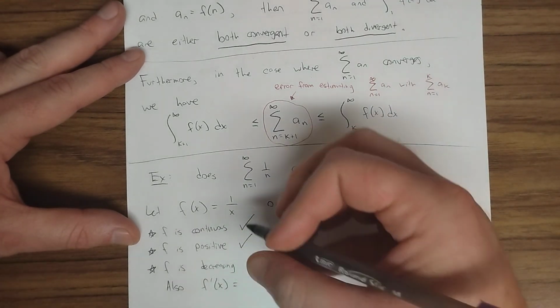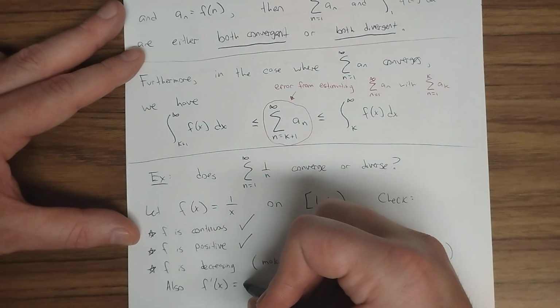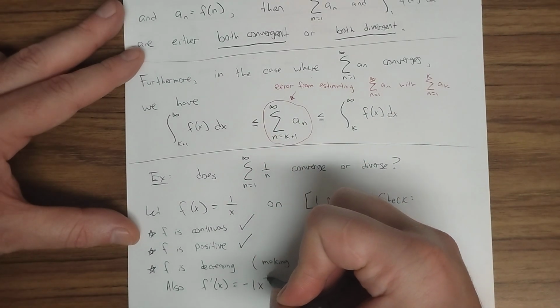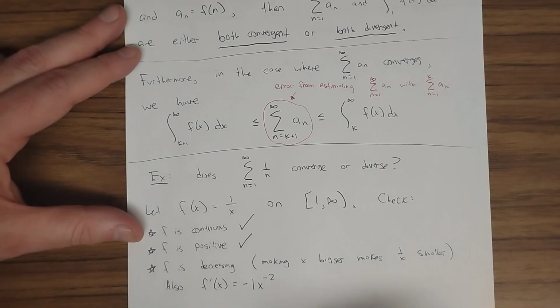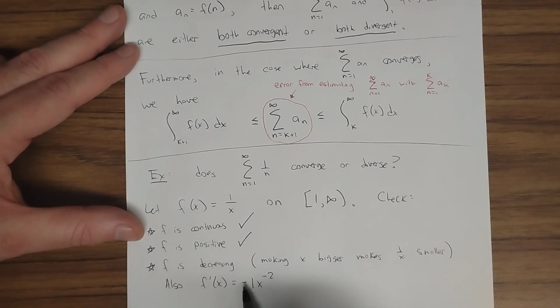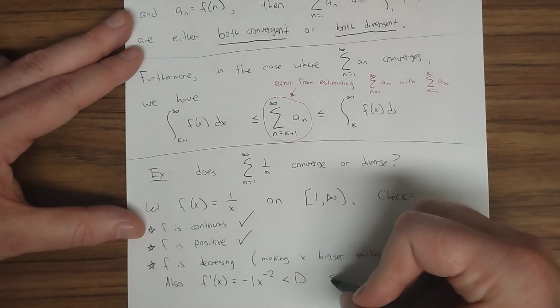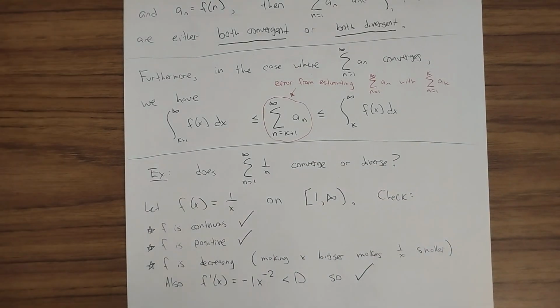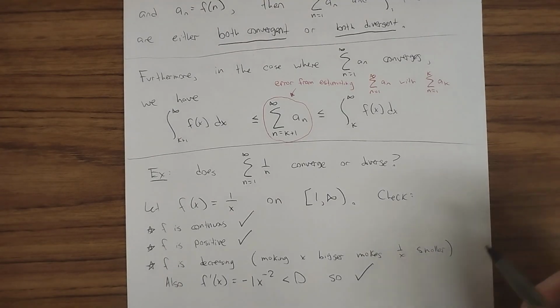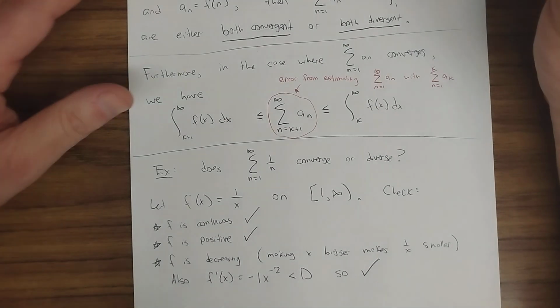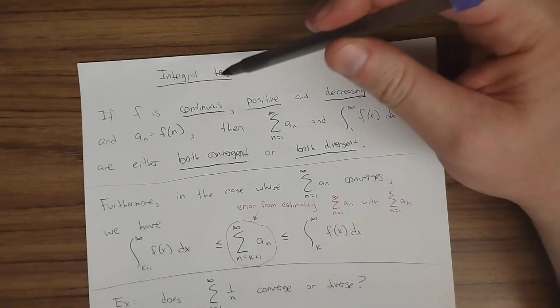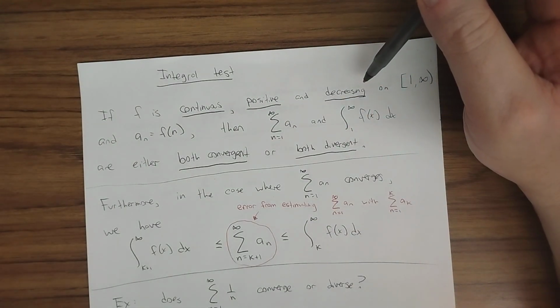So f prime of x, let's see. So this is x to the minus 1, so f prime would be negative 1 x to the minus 2. And we can see the negative sign right there. f prime is negative. So I ended up giving 2 reasons why it's decreasing, but we only need 1, so either way we're happy. Yeah. So this doesn't tell us the answer. This just tells us that the integral test applies.